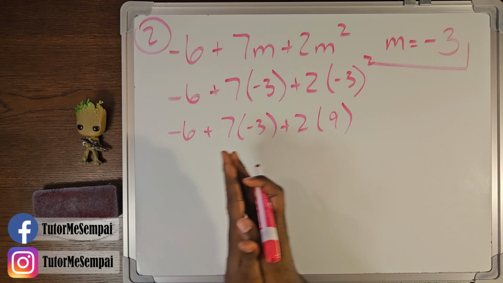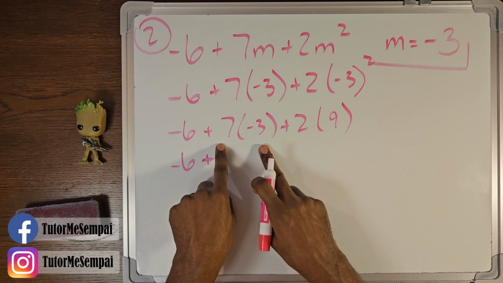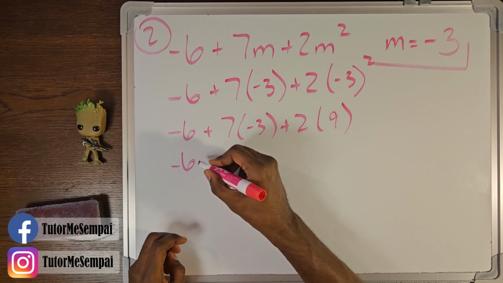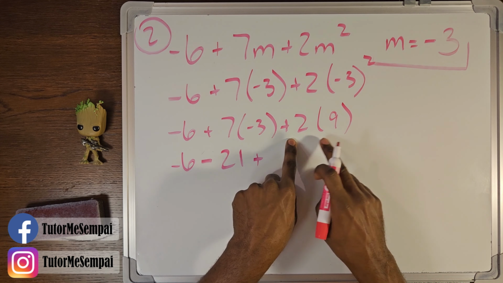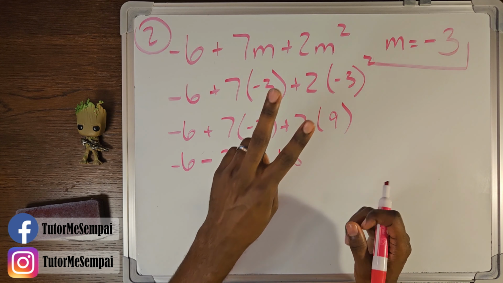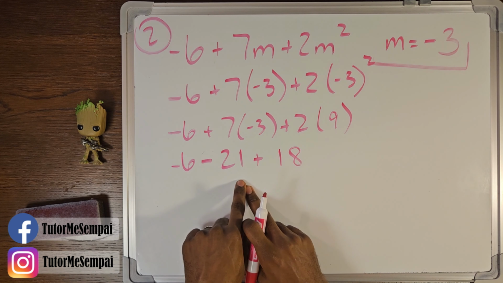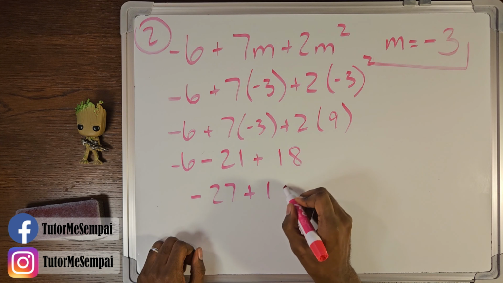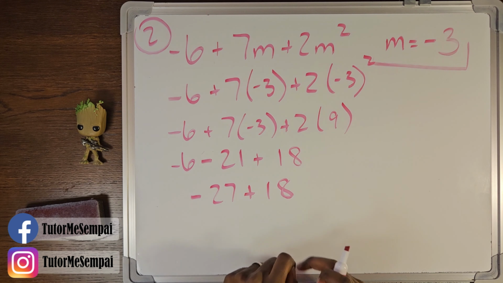Now let's move on to multiplication. We're going to have a -6 plus, what's 7 times a -3? A -21. So we're actually going to have a -21 here, plus, what's 2 times 9? 18. Let's actually break this down into 2 steps, just to make sure we don't lose anybody. So it's -6 minus 21. This is going to be a -27 plus 18. All right, now our final step, -27 plus 18.